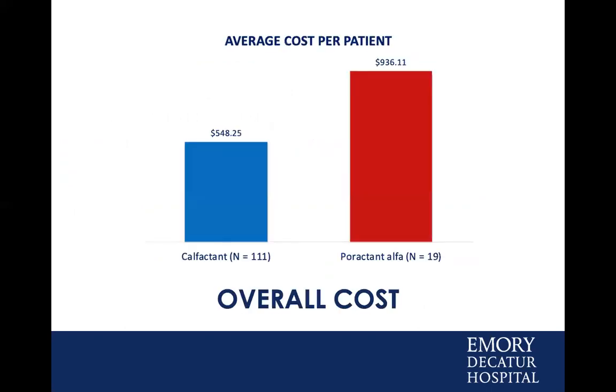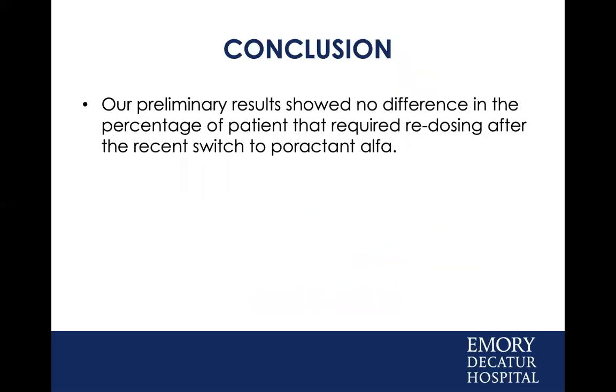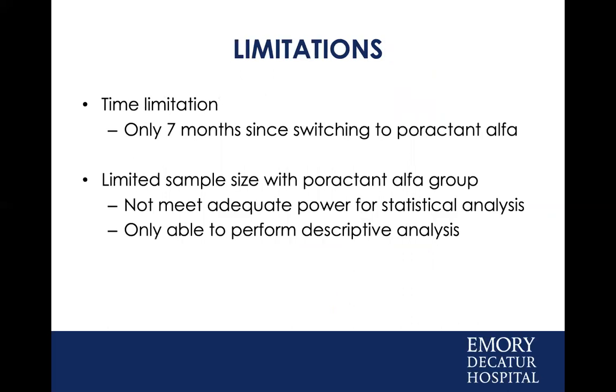The average cost per patient for Poractant alfa was around $900, which is 71% higher than Calfactant group, which is around $500 per patient. In conclusion, our preliminary results show no difference in percentage of patients that require redosing after the recent switch to Poractant alfa.